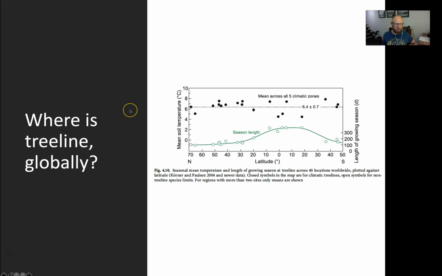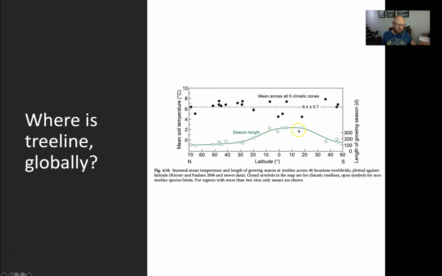If we look at some actual data points, the x-axis again is latitude. On the left side of this axis, we have mean soil temperature, and that's these black symbols up here. And then the green ones are length of the growing season. And so what this is showing us is that on average, if the soil temperature does not get above 6.4 degrees Celsius during the growing season, that's where trees are going to stop growing. So that's what this dotted line is. 6.4 degrees Celsius of the soil temperature during the growing season.